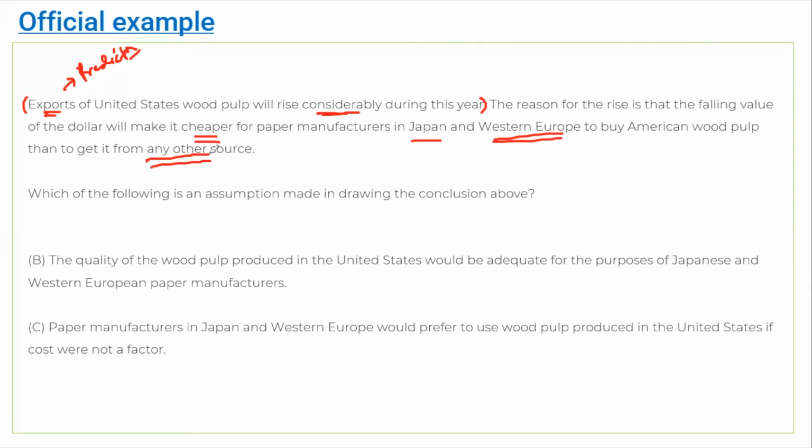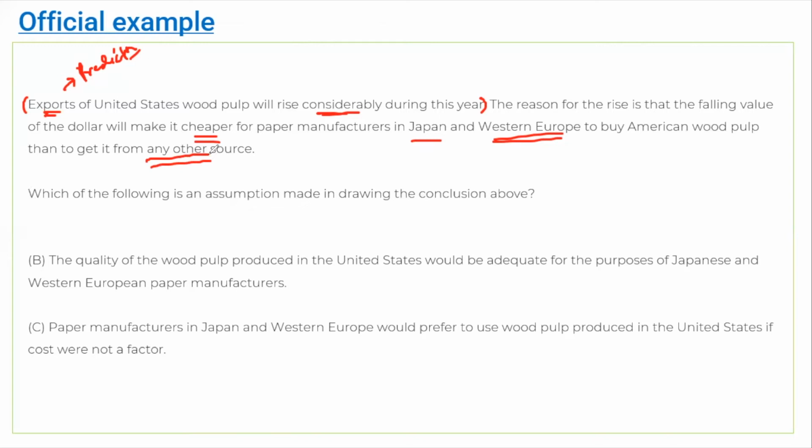All right, so the dollar value is falling. So basically, at the end of the day, what is the reasoning being used? That listen, Japan and Western Europe will buy this because for them, buying the product from the US is going to be the most cost effective solution. It's the cheapest option basically.